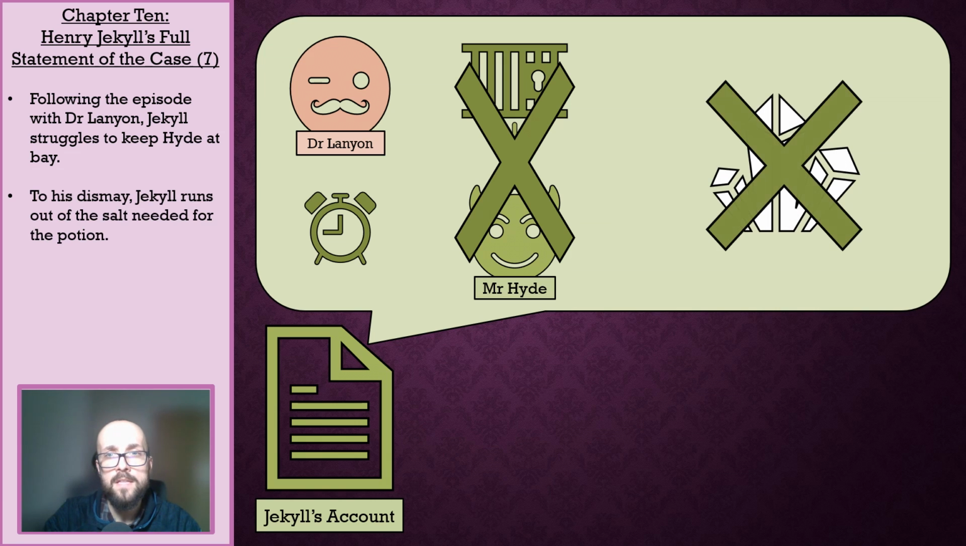Unfortunately, though, Jekyll finds out that he is running out of the salt he needs to make the potion. This is made even worse by the fact that subsequent batches of the salt used to make the potion do not work properly, leading him to believe that the original version of the ingredient had some unknown impurity in it that made it work.